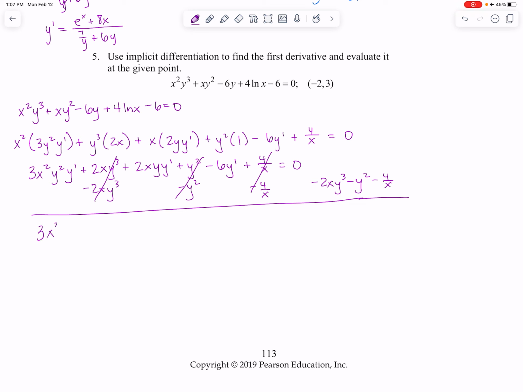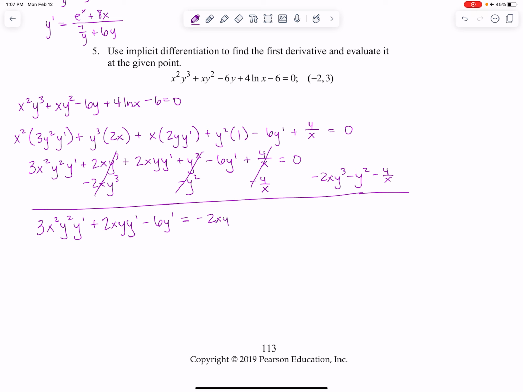Three x squared y prime, 2xy y prime, minus 6y prime equals negative 2xy cubed minus y squared minus 4 over x. Now let's factor out the y prime from all of these terms. Y prime will be left with 3x squared y squared plus 2xy minus 6. This side we didn't change anything.